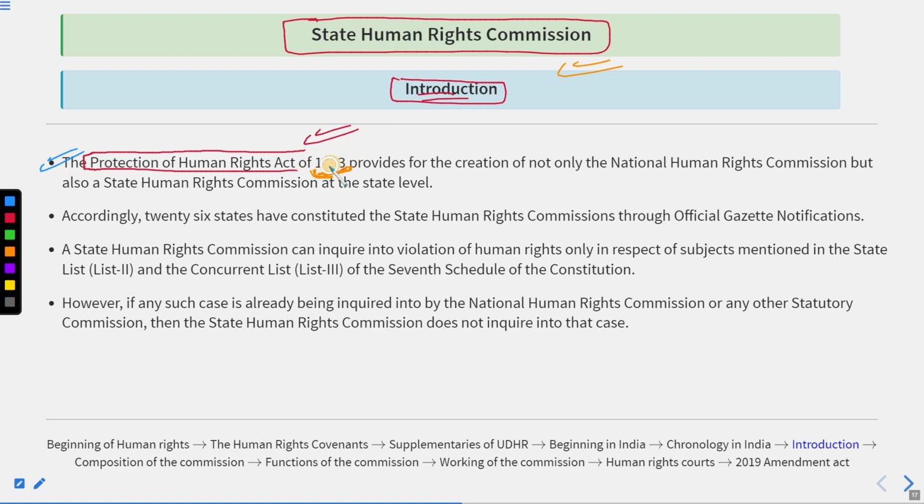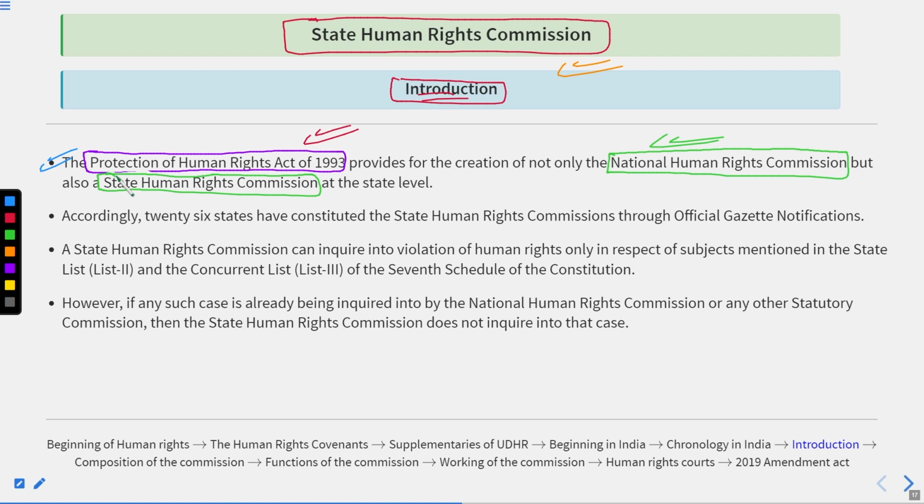Okay, and for this, there is a dedicated act that we passed during that time, and this is the Protection of Human Rights Act of 1993. That was the act that provides for the creation not only of the National Human Rights Commission that will look after human rights violations throughout the country, but also promoted the State Human Rights Commission at the state level. Why? Because if we look at the country in which we are living right now, what is the condition of the country?